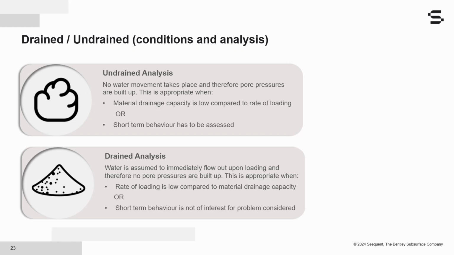Now, any loading results in this case in total stress changes that equal the effective stress changes, since we don't have any excess pore pressures. And these conditions occur when the rate of loading is relatively low compared to the soil's permeability, which occurs in most construction activities in sands and gravels. So when are drained or undrained assumptions then appropriate?